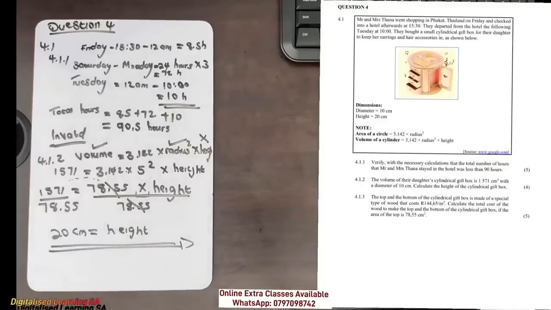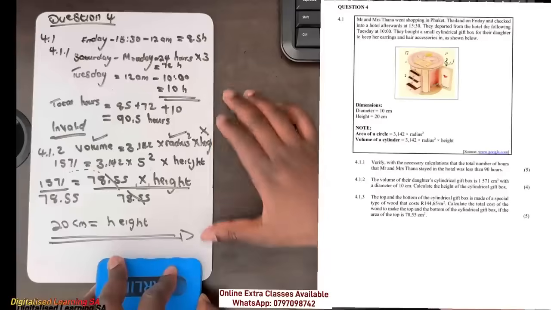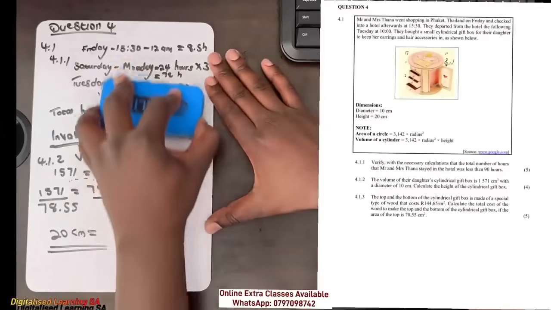Okay, so now let's move to our next question, which is question 4.1.3. So we can just start by making space for that.